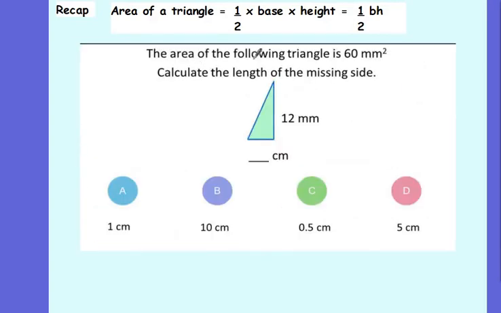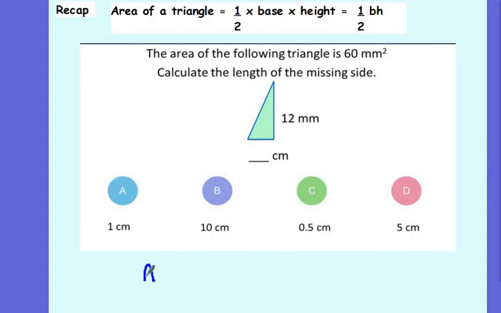And again, the area of this triangle is 60 millimetres squared. Can you calculate the length of the missing side? Pause the video and answer this question in your light blue books now, please. Right, let's go through the answer.